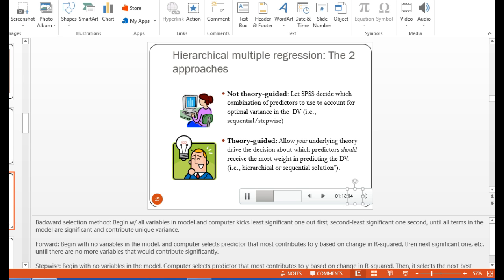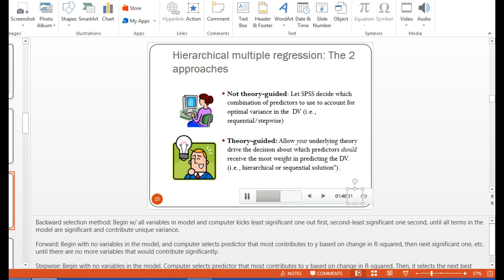The forward method works in reverse. It begins with no predictors in the model, and the computer looks at how much variance each contributes to the DV, selects the best one and adds it to the model. Then it reanalyzes and looks at the remaining predictors, and selects the one that adds the most incremental variance, or change in R-squared. It continues until there are no more variables to add that would contribute significantly to the model.